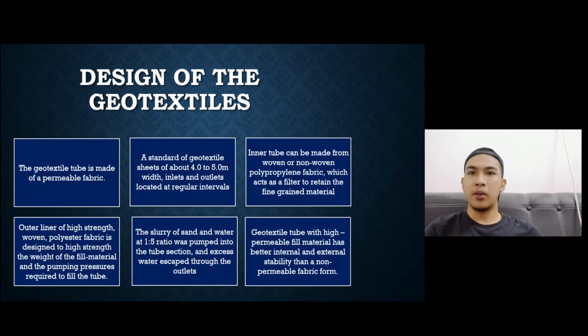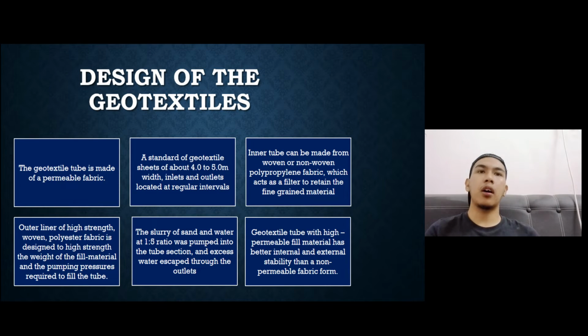Hi, I am Abdul Hamid Zibir Abdullah. Today I will present my part, which is the design of geotextile. The geotextile tube is made out of permeable fabric, and the standard size of the geotextile sheet is about 4 to 5 meters in width, where the inlet and outlet are located at regular intervals.